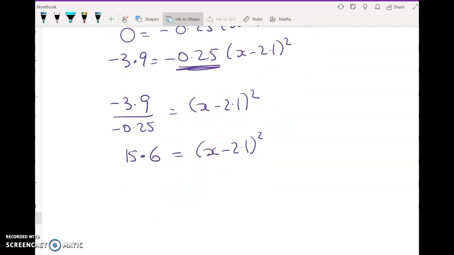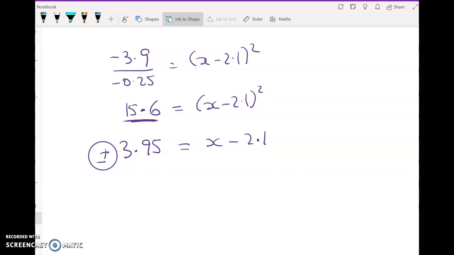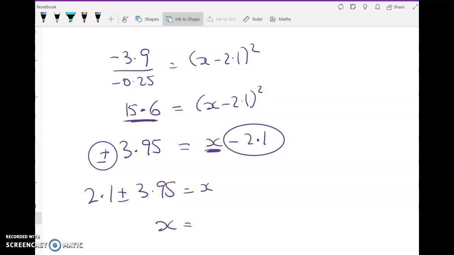I take the square root of both sides. Okay, so what's the square root of this? Well, rounding it, it's 3.95, but it could be either the positive or the negative square root. So I'm putting that plus or minus in there, right? And that equals x minus 2.1. So the last thing I've got to do is to figure out what x is. So I'm going to add 2.1 onto both sides. So we get 2.1 plus or minus 3.95 is equal to x. That gives me two values. x is equal to negative 1.85 or 6.05.